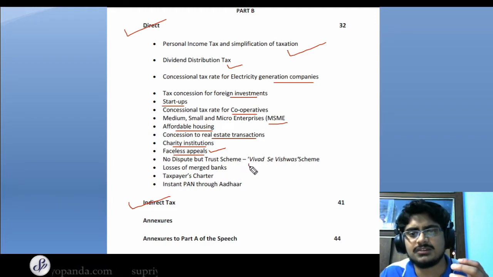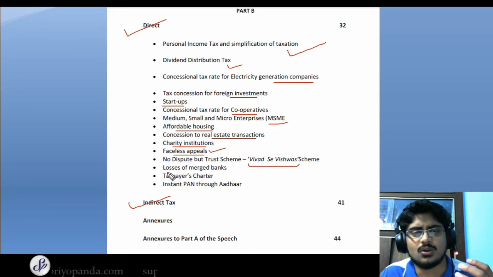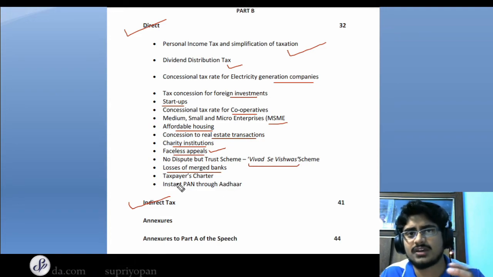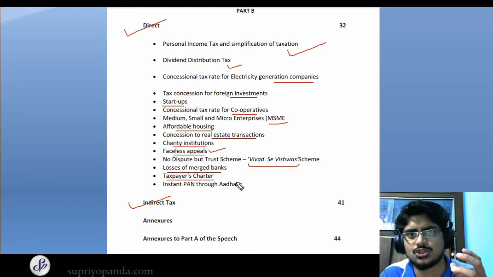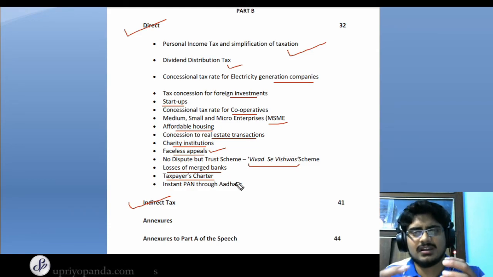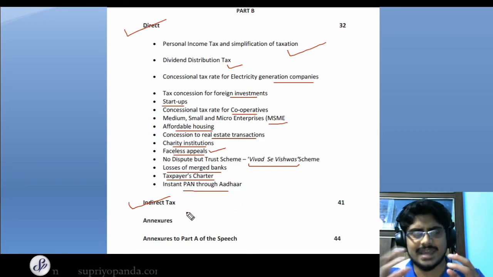Then there was a new scheme, the Vivad se Vishwas. So this is actually because there were so many tax disputes. The government wants to give people a chance so that these disputes can be easily cleared off. And then after all, we have the losses of the merged banks. So that is something that government is looking into. We also have something new in this year, which is the Taxpayers Charter, and this is some kind of a statute that the taxpayers will be given, like it will be adhered to, so that life can be easier for taxpayers. Then we have the instant PAN through Aadhaar, the announcements regarding that. And finally, we have the indirect tax announcements as well.